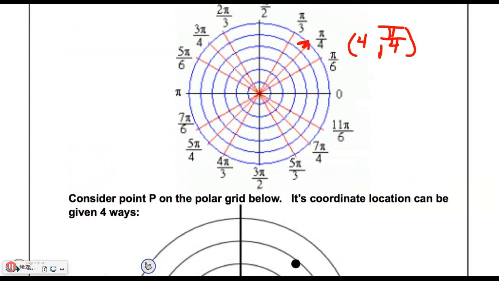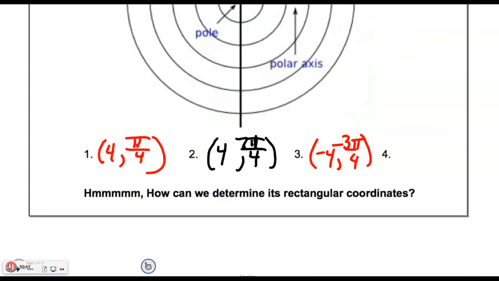I could go this way, correct? All the way around to 5 pi over 4, but how would I have to walk? Backwards. Okay? So I would go exactly in the backwards direction. So I could go 5 pi over 4, and it's so tempting to write that first. But there are 4 ways I could get there. And then it says, how could we determine its rectangular coordinates?